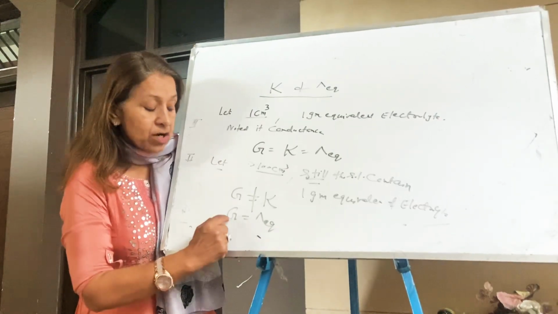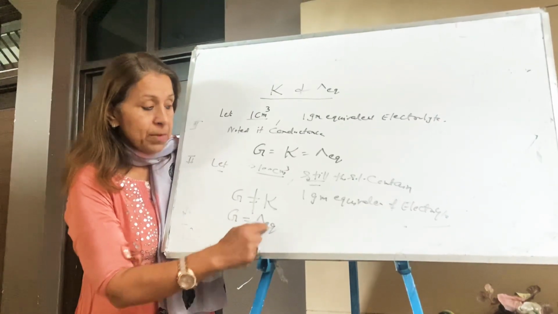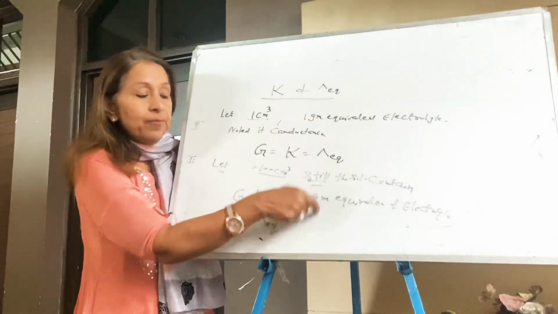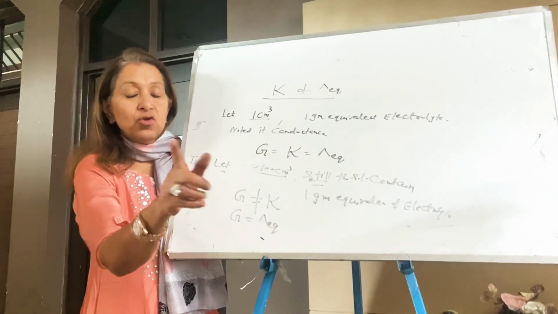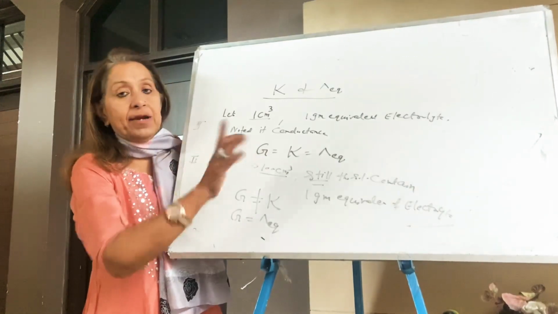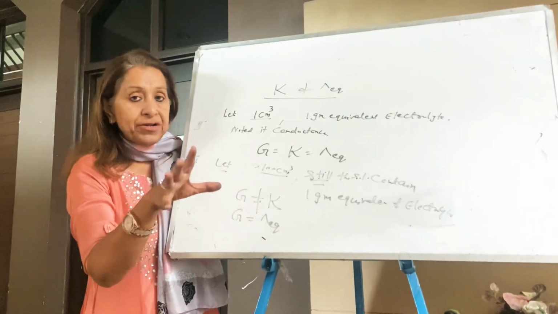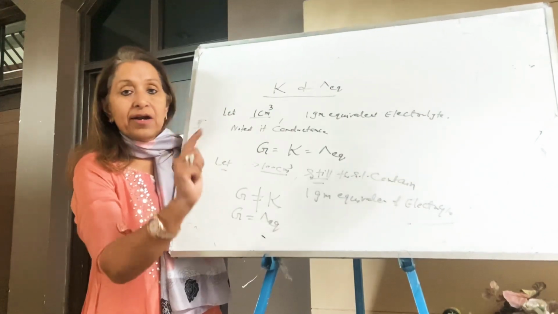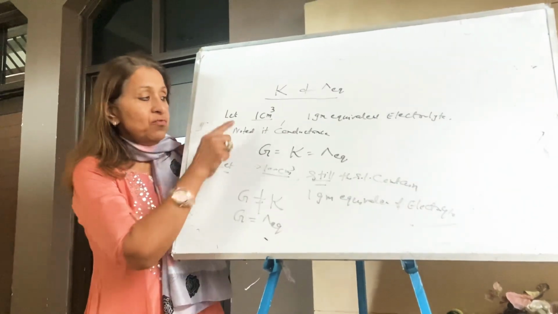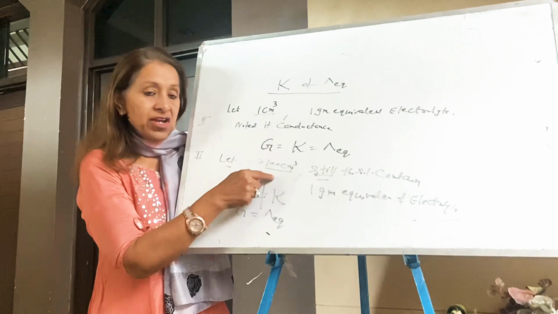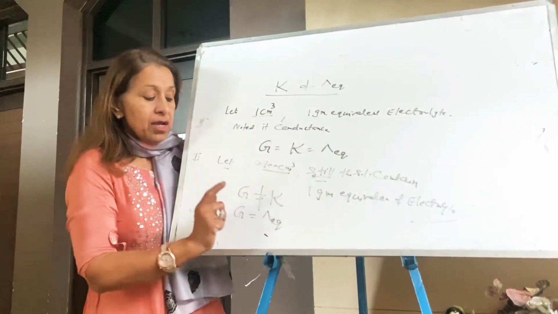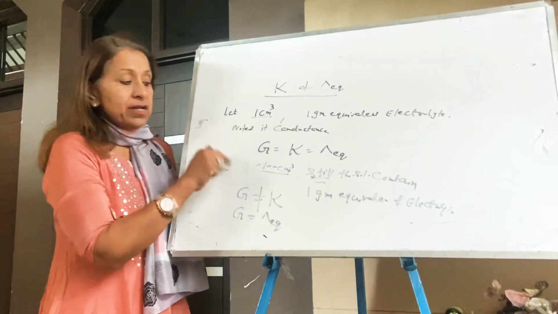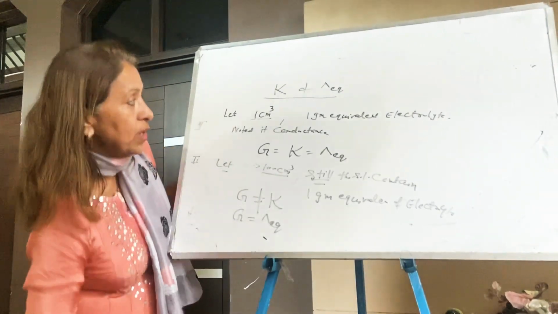Why? Because your solution still contains 1 gram equivalent. You increased the volume, but you did not increase the amount of the electrolyte. You have just added water, but you have not added the electrolyte, that is NaCl. You increased the volume, but not the amount of electrolyte. Okay? I think it's clear now, write down number 3.